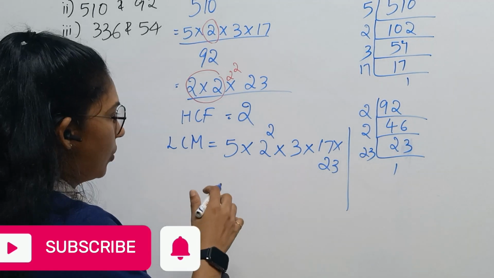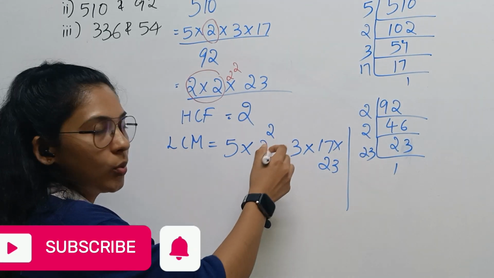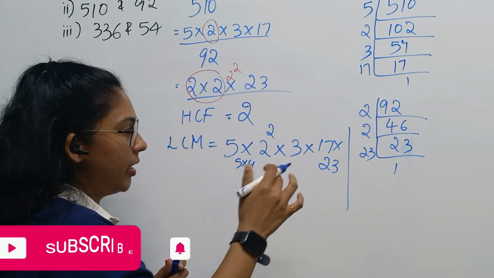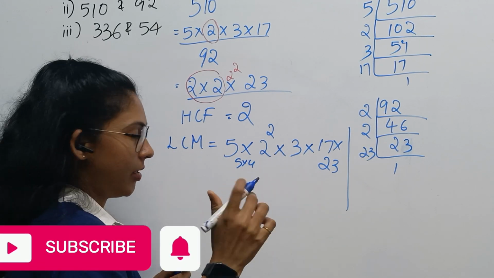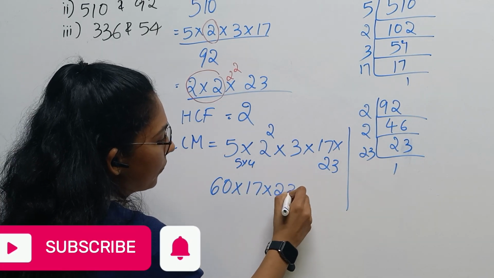So let's multiply these numbers. That is 5 into 2 square. What is 2 square? It is 4. That is 5 into 4 is 20. 20 into 3 is 60. So 60 into 17 into 23.